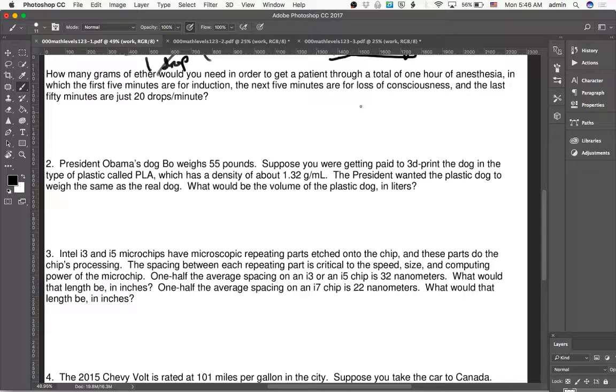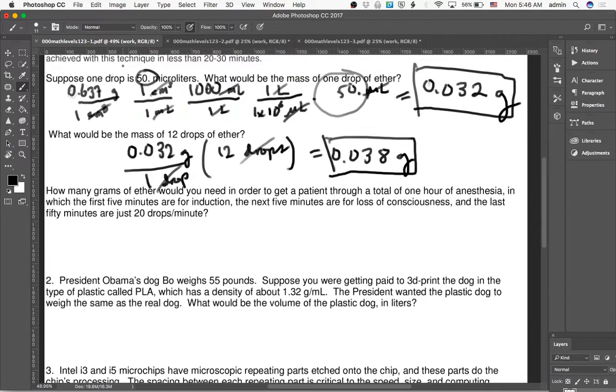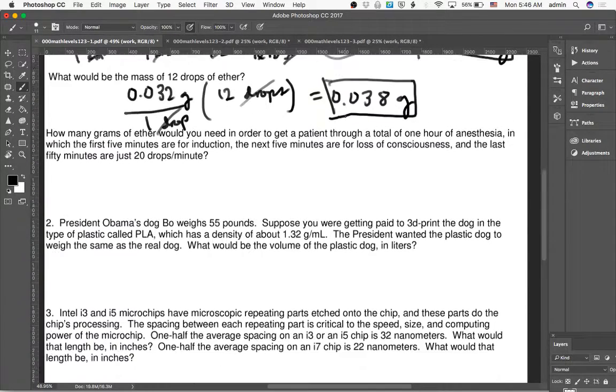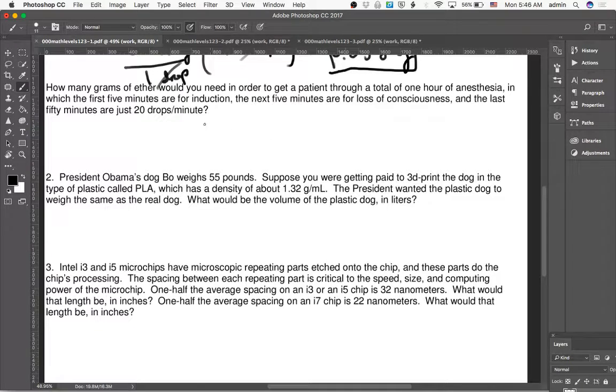All right. What are you asking for? How many grams of ether? Okay. So I know that it is 0.032 grams in a drop. So let's see. 0.032 grams in one drop.